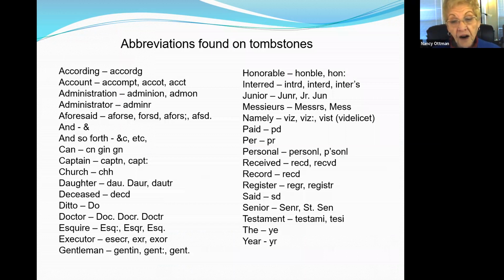Abbreviations that you can find on tombstones. I had one once approach me. They had an SEN on theirs, and they knew for sure he was a senator from that state, and that's what that stood for. Well, SEN normally stands for senior, and in this case, he was not a senator. Again, this is in your handouts, and watch for those abbreviations.